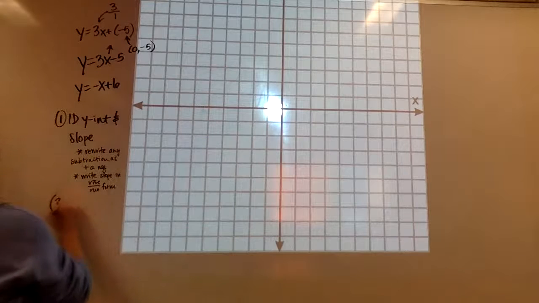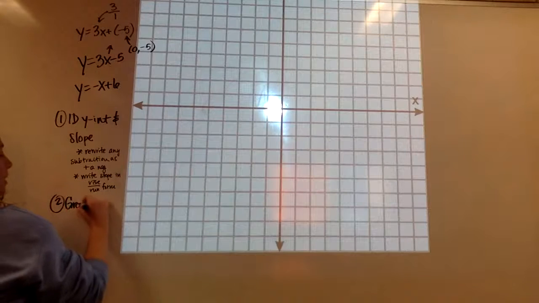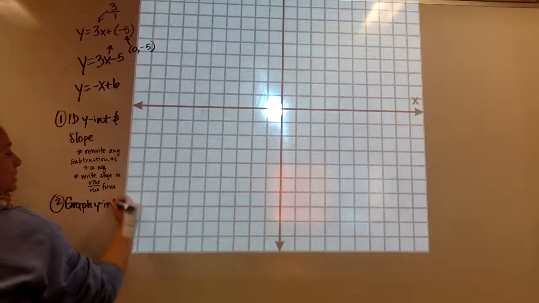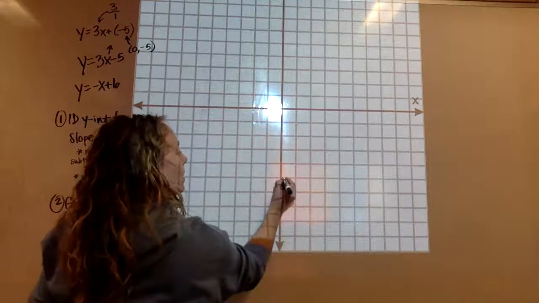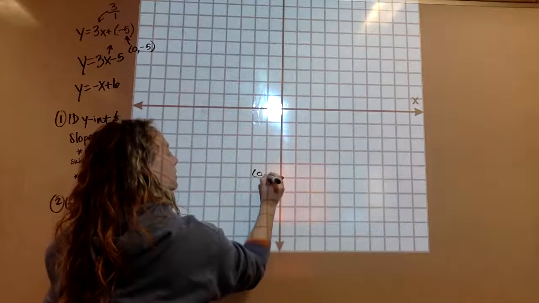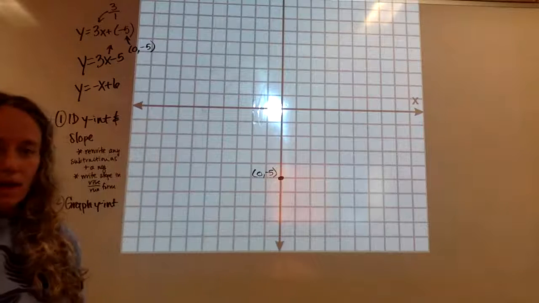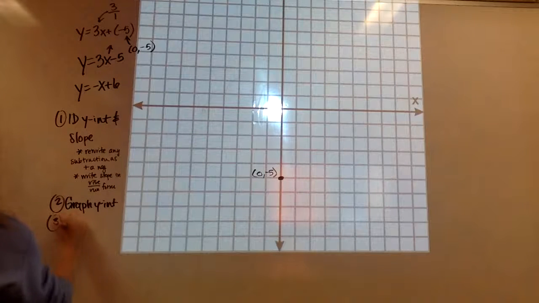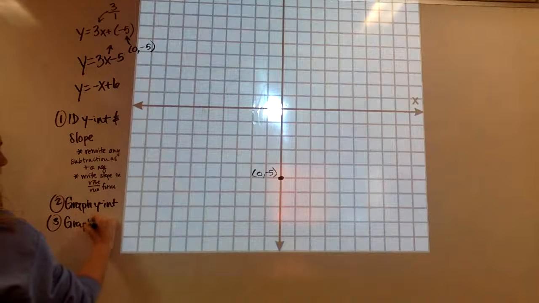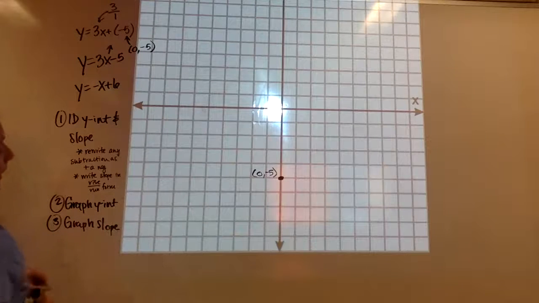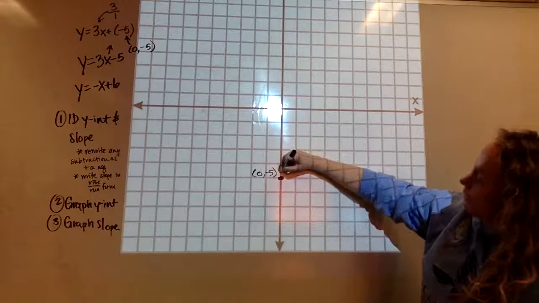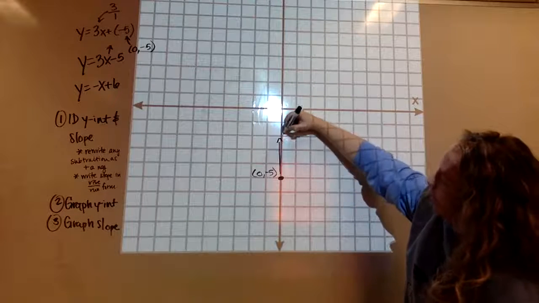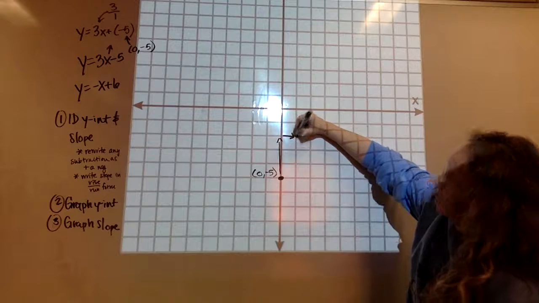After I've done that, I can graph, and I'm going to graph my y-intercept first. So 0, 1, 2, 3, 4, 5. My y-intercept is graphed. It's right there. And then I'm going to graph my slope. My slope I've already written as rise over run. So I'm going to go from this point and go up 3 units, 1, 2, 3, over 1 unit and make a dot.